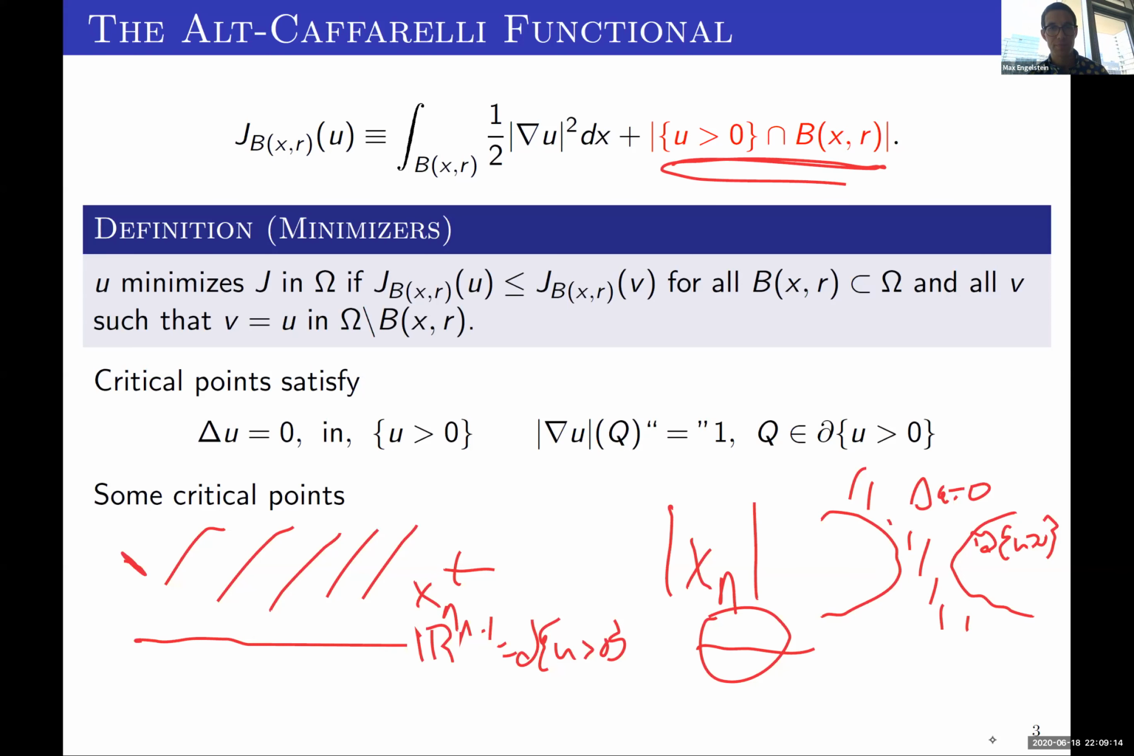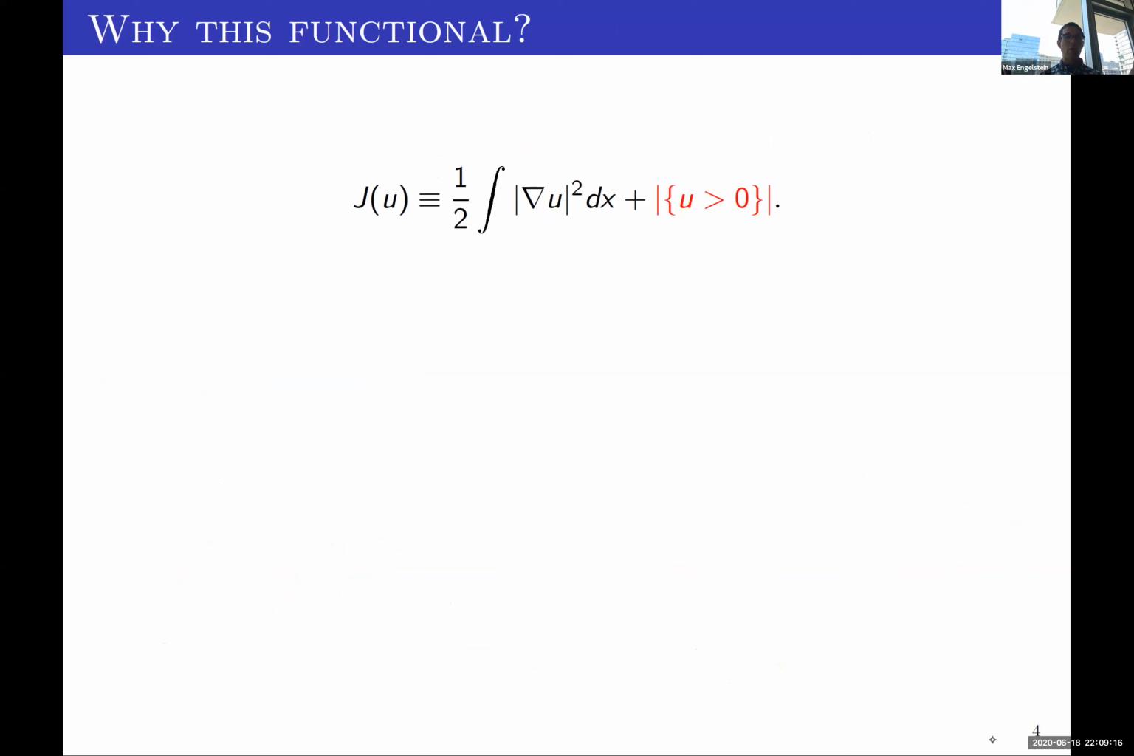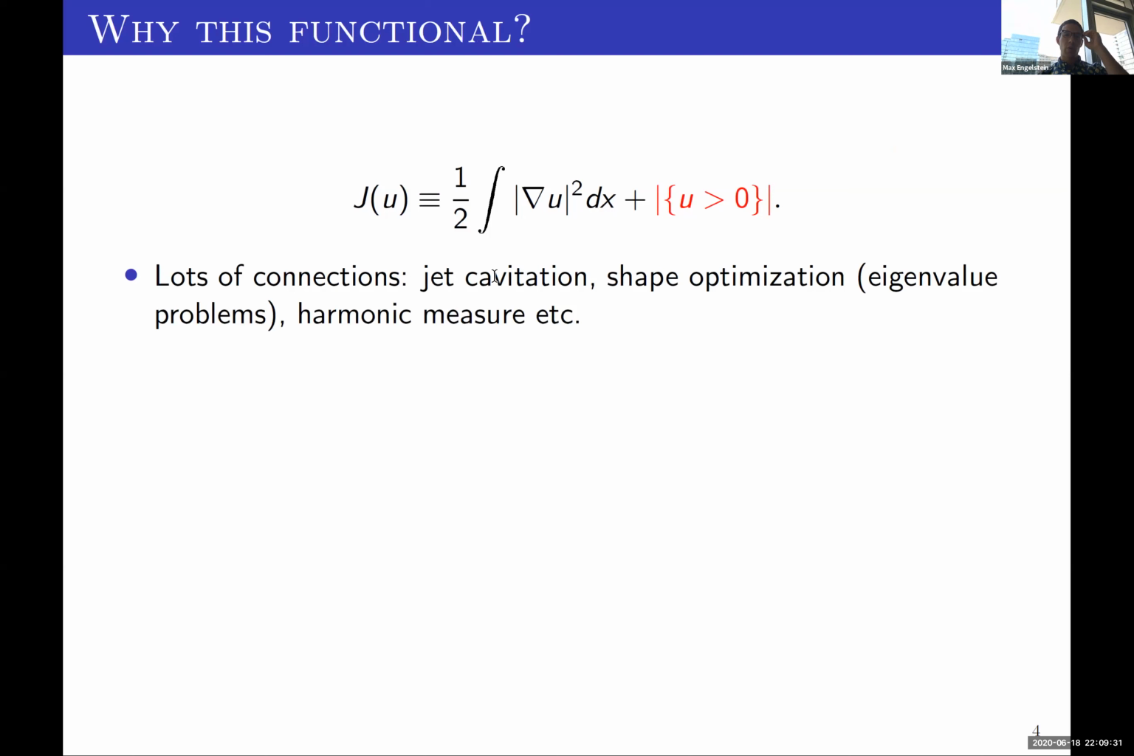Great. Cool. So before we go any further, if you haven't spent a lot of time thinking about this functional, you might ask the question, why this functional? It's a great question. So let me try to justify it a little bit. This functional has lots of connections. It was first introduced to study jet cavitation, and people still encounter this functional when looking at certain models for water waves. More recently, it's been used a lot to understand shape optimization.